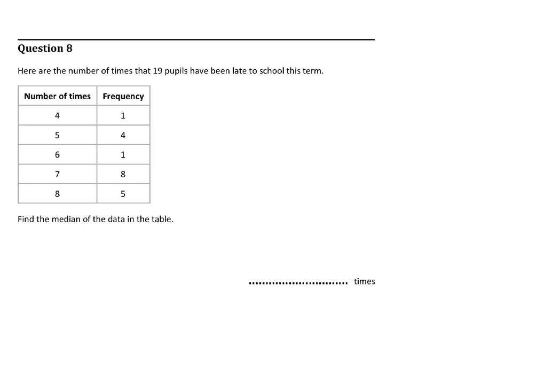The temptation when you see one of these tables is to just multiply and add and divide because you think you're working out the mean, but read the question carefully. This one says find the median. So it's very different from the one before. Median, we know, is the middle value. So we want to find the middle pupil out of 19.